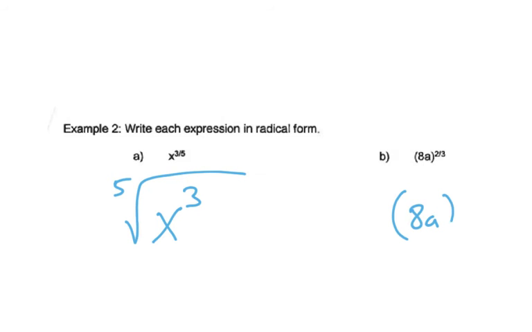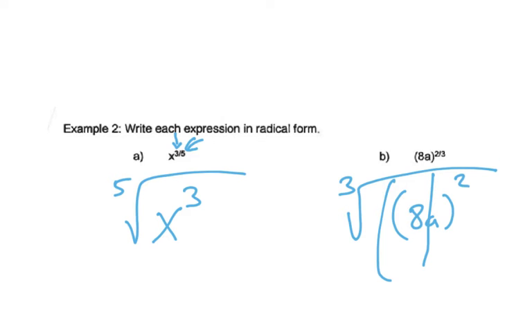All right, so example 2. Write each expression in radical form. So this is straightforward. Again, I said person on the horse, so 3 goes inside the house, 5 goes outside. Here, 2 goes inside the house, 3 goes on the outside. Person's on the horse. So hopefully that makes sense.